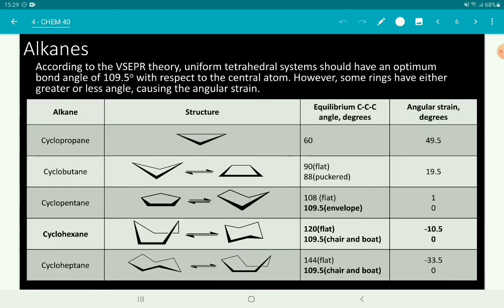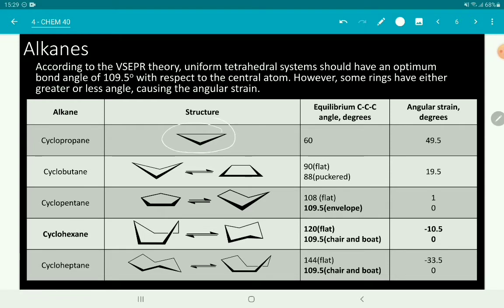Meron din tayong tinatawag na angular strain. Kasi, syempre, ang rings natin, hindi naman yan constantly flat, like a polygon. Some ring structures bend themselves or nagkakaroon sila ng mga iba't ibang conformations depende sa kanilang structure. So for cyclopropane, hindi ka pwedeng mag-bend ng mga bonds.